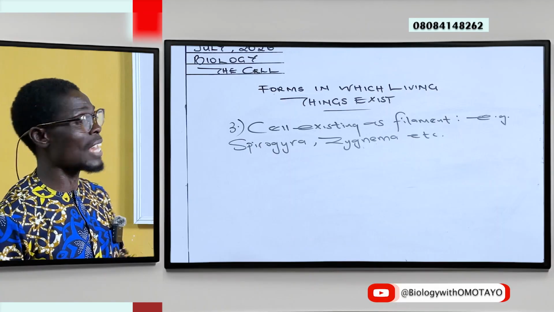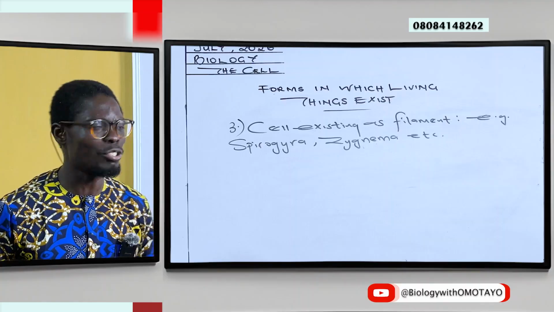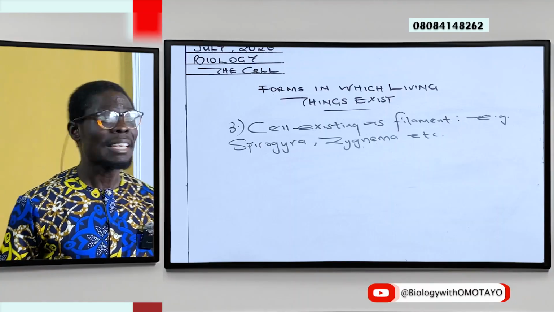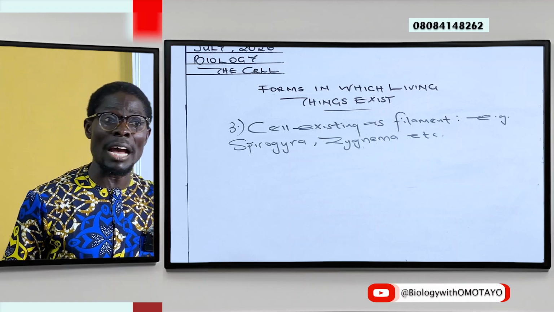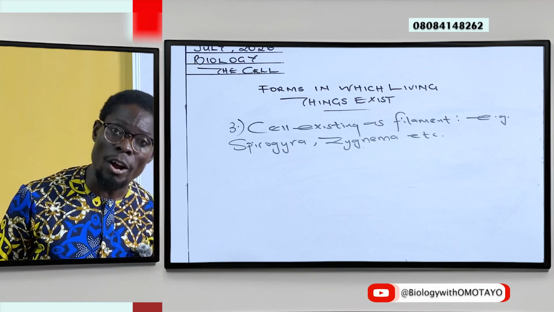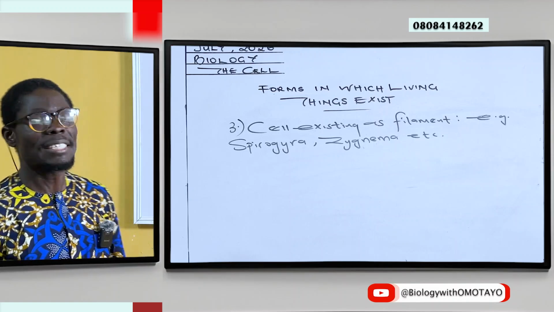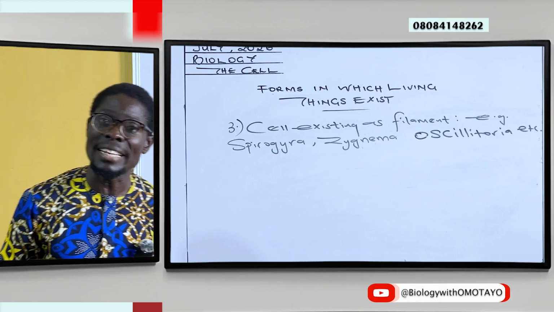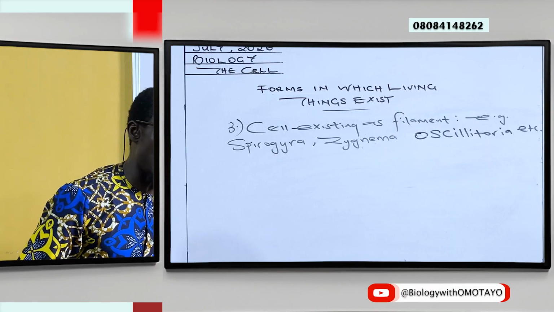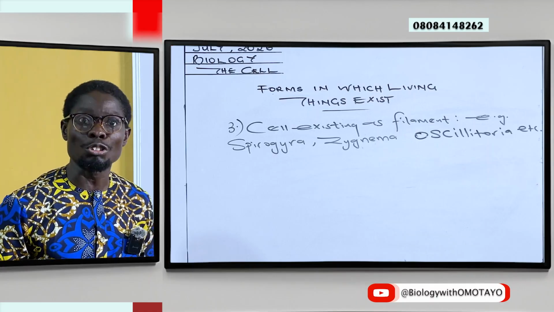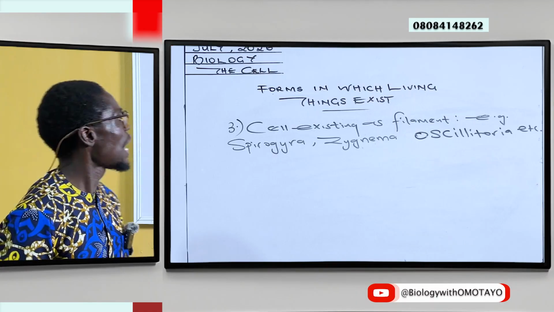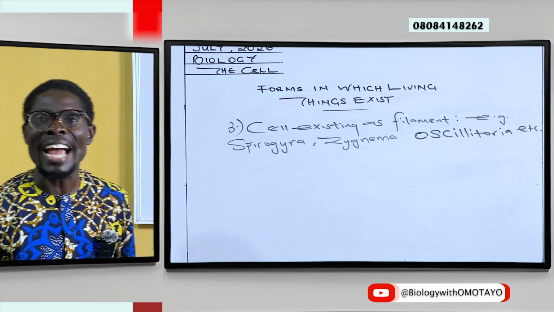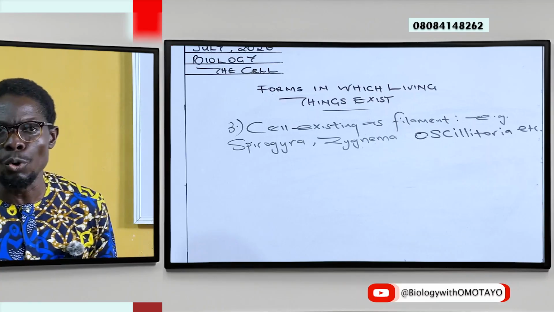And before the end of this class, the diagram will be illustrated. Also, another example is the Zygnema. That is not all. We have several others like Oscillatoria. As I said, we have other examples like the Oscillatoria. We equally have others like the Eulotris and so on. And so, under cell existing as a filament, we'll quickly look at the diagram of the Spirogyra.